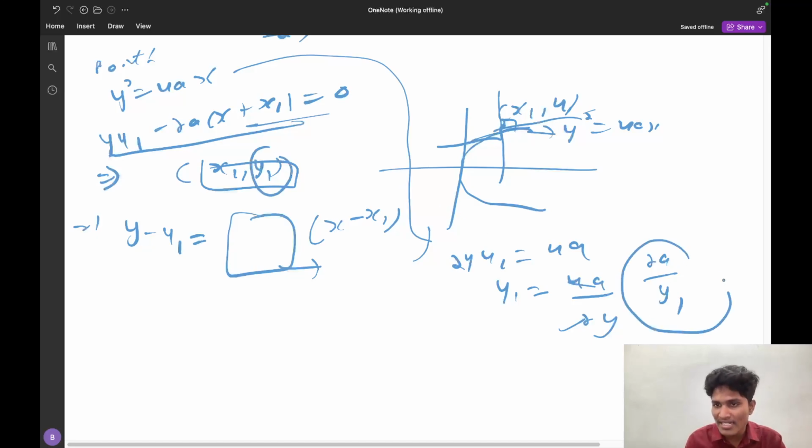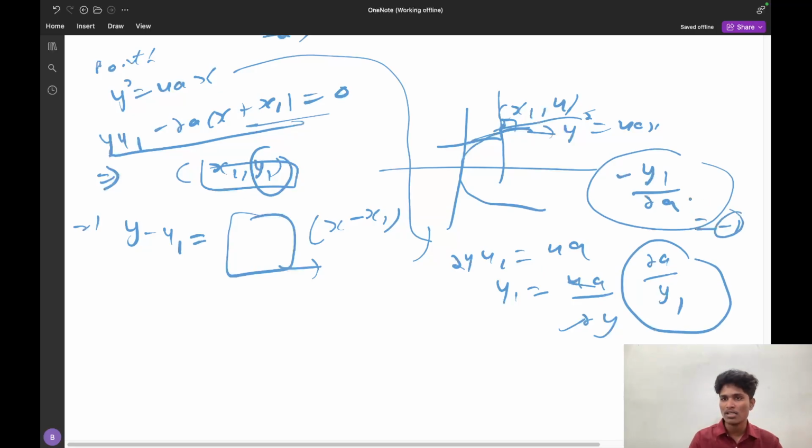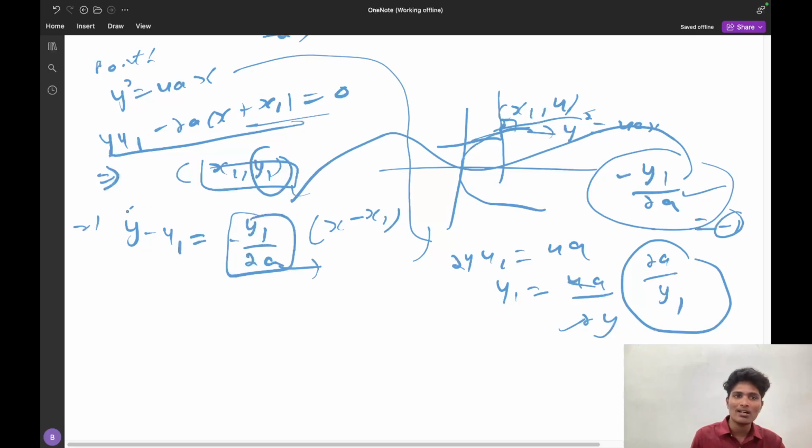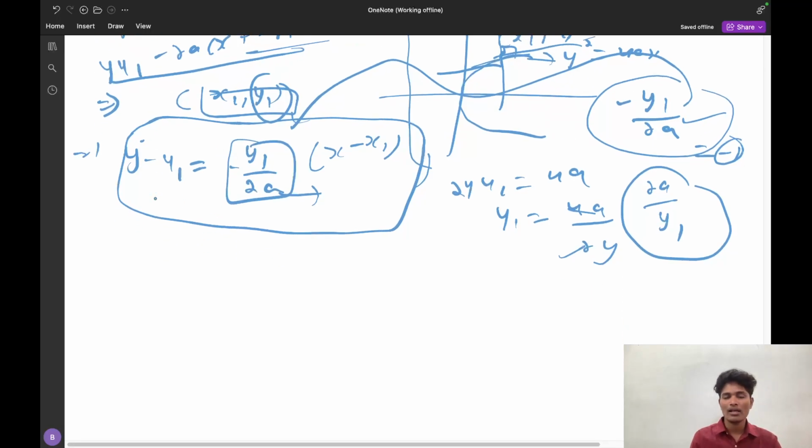So 2a by y1 is the slope of the tangent, but I want the normal slope, that is minus y1 by 2a, the reverse of this with a negative sign. When I multiply these two, I will get minus 1, so this is right. So this I have to substitute here, that is y minus y1 is equal to minus y1 divided by 2a into x minus x1. So this is the normal equation in the point form. Now comes the parametric form. How does the equation change in the parametric form? You have to understand.